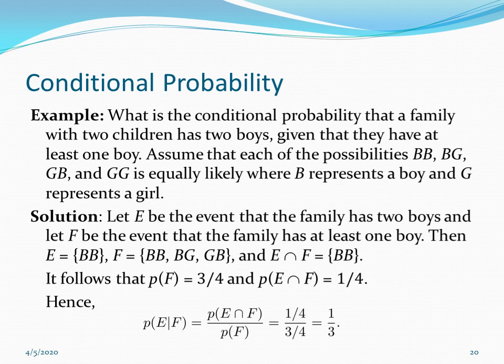Now the conditional probability of E given F, the probability that the family has 2 boys given that they have at least 1 boy, is the probability of the intersection, which we calculated to be 1/4, divided by the probability of F, which we calculated to be 3/4, and the final result is 1/3.